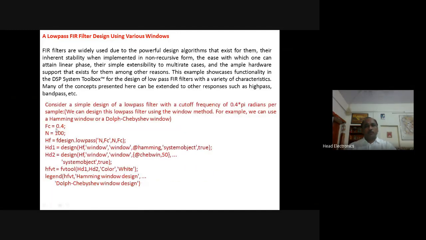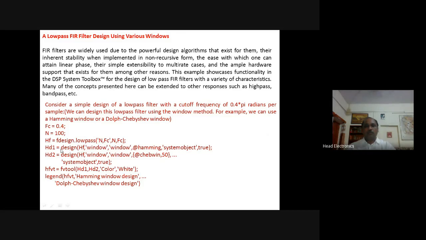In order to design the low pass filter, we will consider the cutoff frequency of 0.4. Here it is 0.4 pi radian per sample. And we will consider n, that is the order, of 100, and the function that will be used in order to design the filter is fdesign, and we are designing the low pass filter with the values of n and fc.